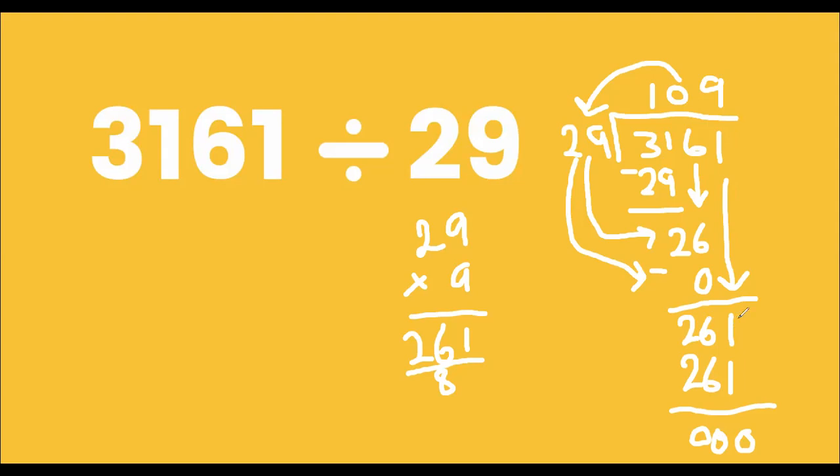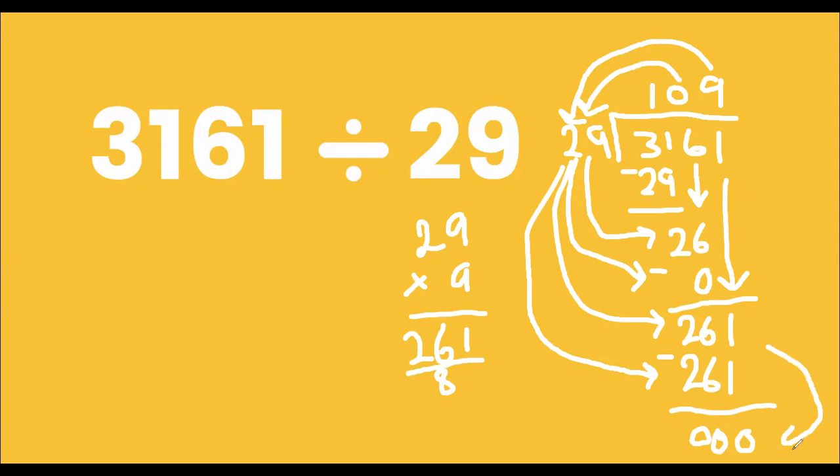And so that gives us 261. 26 take nothing gave us 26, and then I brought down the 1, which is 261. How many times does 29 go into 261? And we worked that out here, and the answer was 9. So pop the 9 up here, and then we'd go 9 times 29. So 9 times 29, we worked out over here. That gave us 261. 261 take 261. That left us with nothing. We've used up all the numbers from here. So we know that 3,161 divided by 29 equals 109.